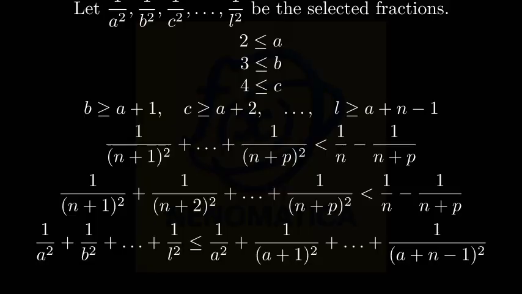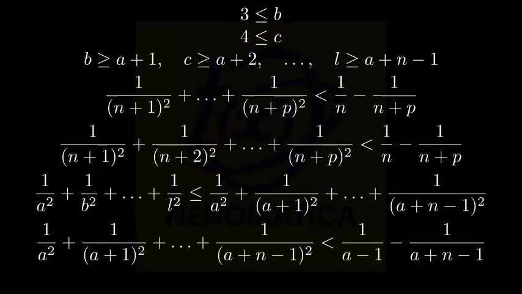We can write that the sum of our selected fractions, which is 1 over a squared plus 1 over b squared, and so on, up to 1 over l squared, is less than or equal to 1 over a squared plus 1 over a plus 1 squared, and so on, up to 1 over a plus n minus 1 squared. According to our key inequality, the right side of this is less than 1 over a minus 1 over a plus n minus 1. Let's continue with the next steps in our proof.